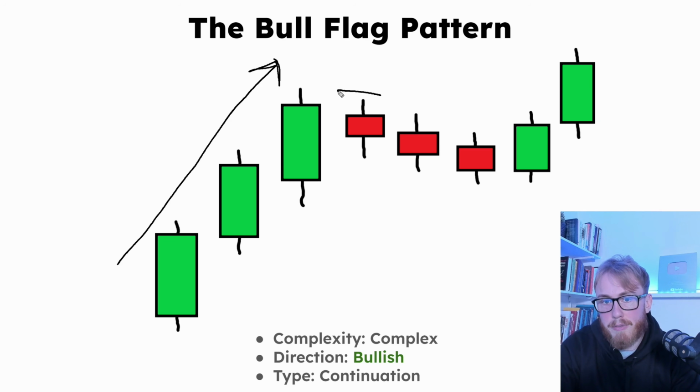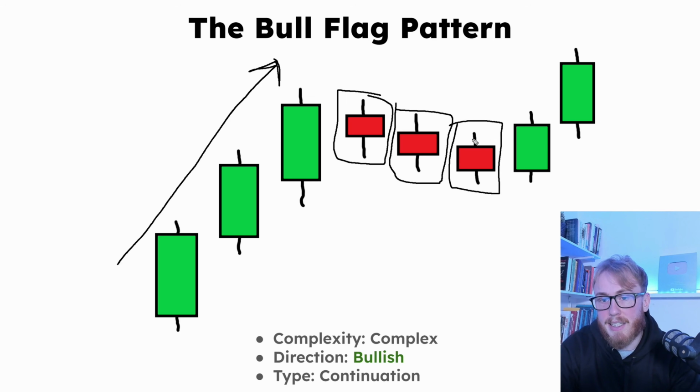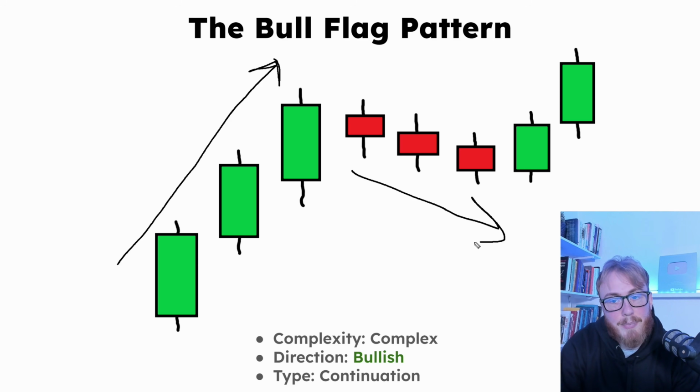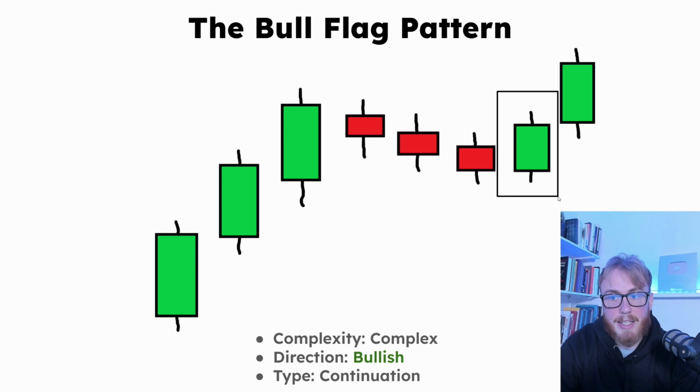These candles will often be small, like for example right here, you can see a small red candle, and they will often be red here. These candles don't have to be red. The most important part is that we have small candles that go slightly in the opposite direction of the previous move. The last candle here that is very important is this green candle.